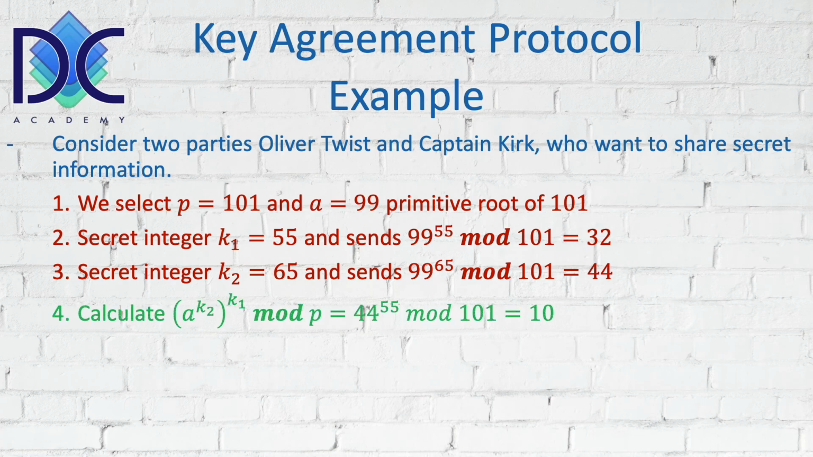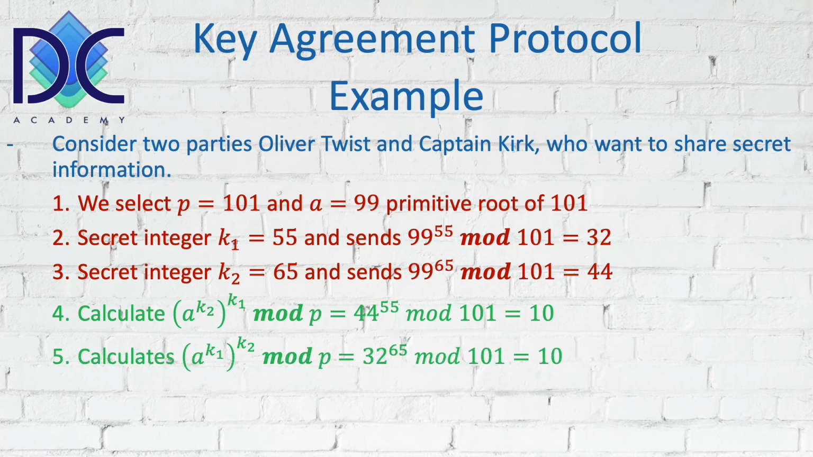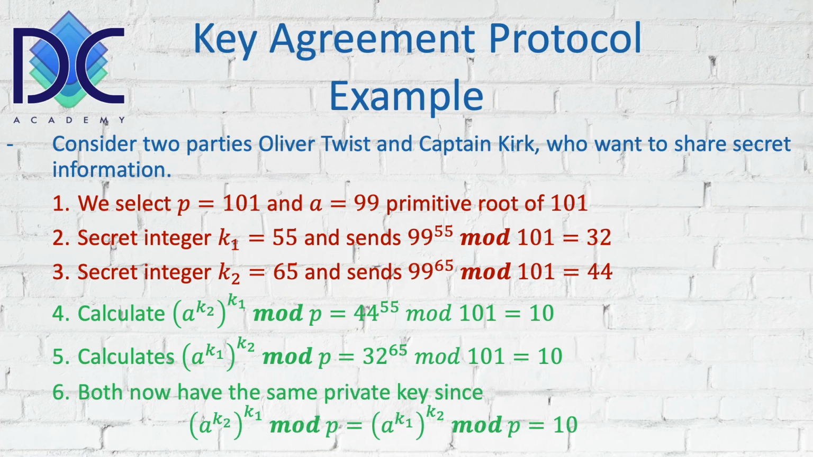Then we calculate a^k2 to the power k1 modulus p, which is equal to 44 to the power 55 modulus 101, which gives us 10. We calculate the other key, which is a^k1 to the power k2 modulus p, is 32 to the power 65 modulus 101, which is also equal to 10. So basically, both now share the same private key, which is equal to 10.